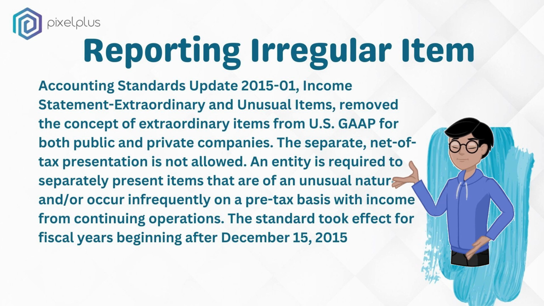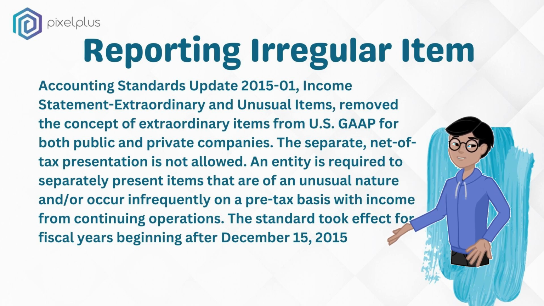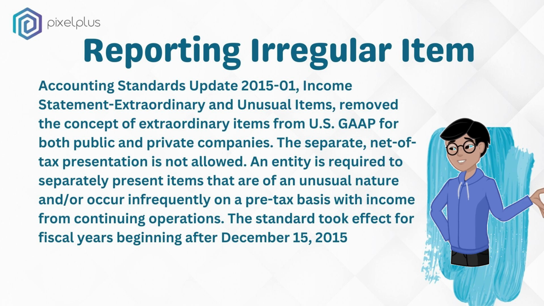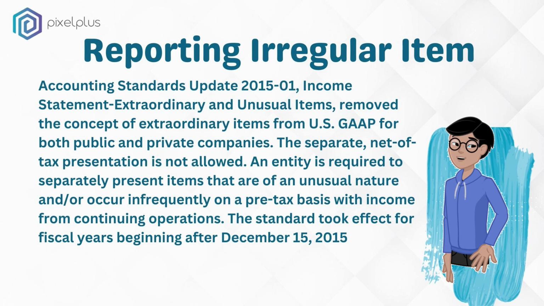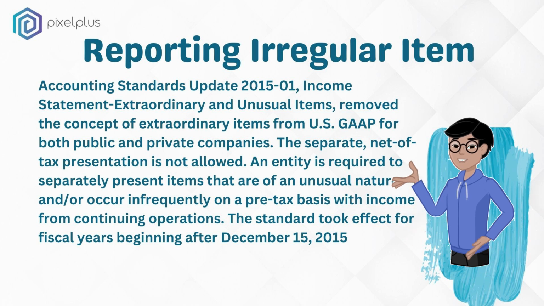What does that mean? The update that has been issued by the Financial Accounting Standards Board (FASB) eliminated the concept of extraordinary items from US GAAP. This means that public and private sector companies can no longer present the extraordinary items, which were previously shown net of tax, on their income statement.